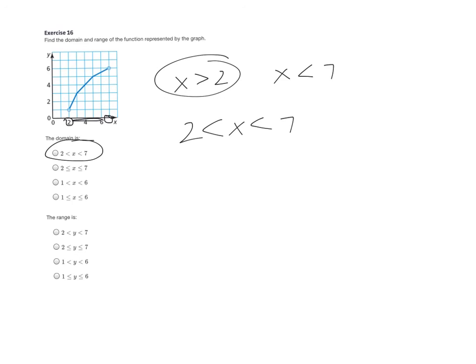Now the range, you have an open circle there going up to an open circle there. We're going to have y is greater than 1 and y is less than 6. Take the smallest one and flip it. 1 less than y less than 6. So that one right there.